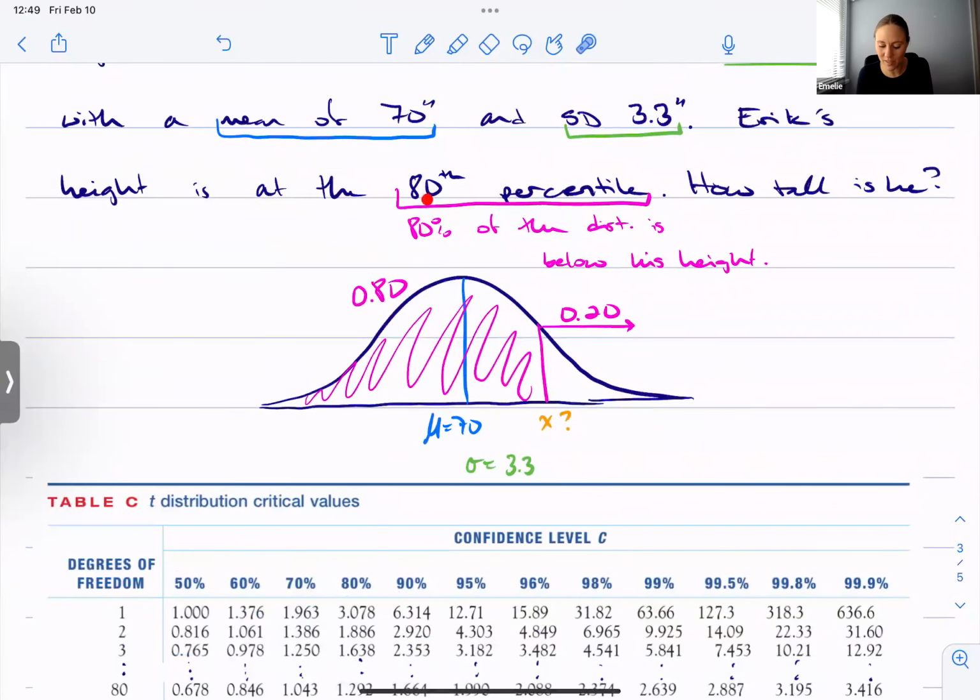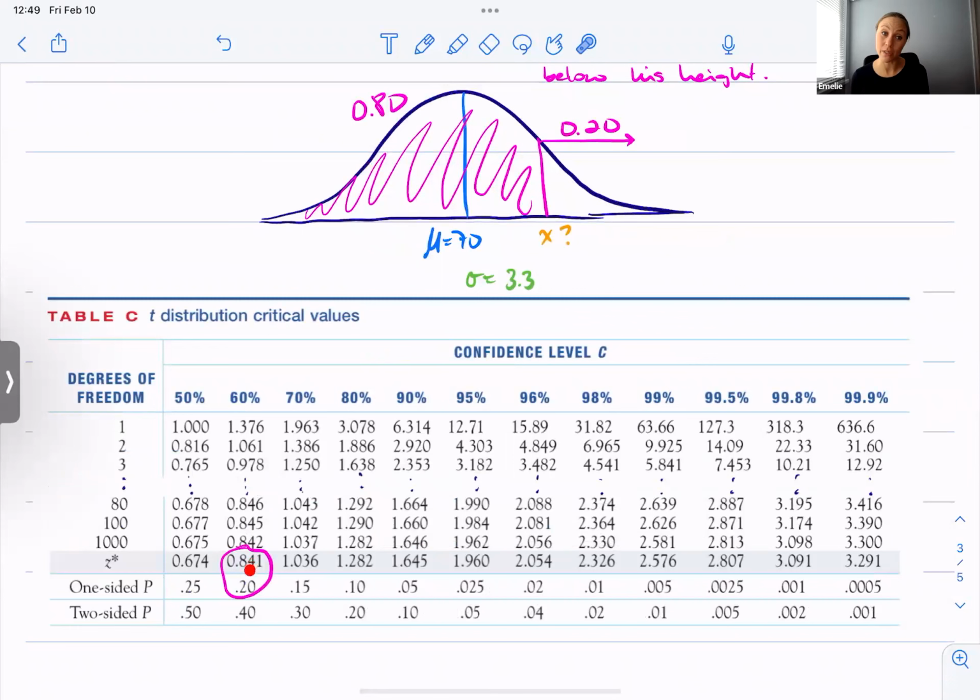If I had kept this at the 20th percentile, and I am choosing values that are in the table, so I'll make sure that I do the same, that's fine, you can solve that too. It would just be 0.2 here, but then this value you would have to make negative, because it's below the mean.